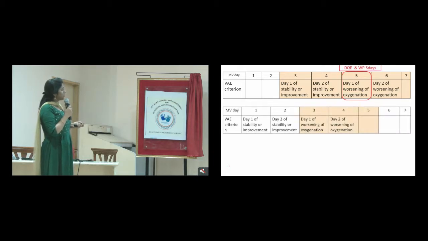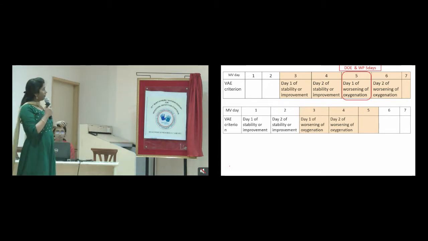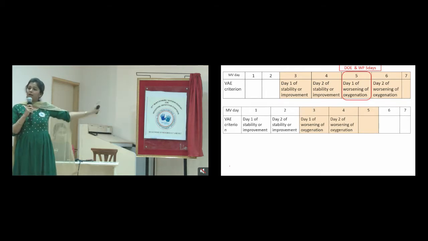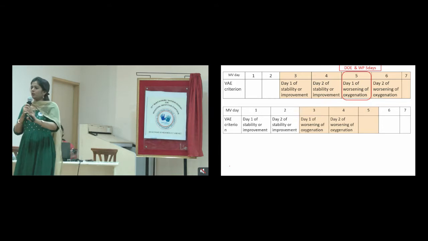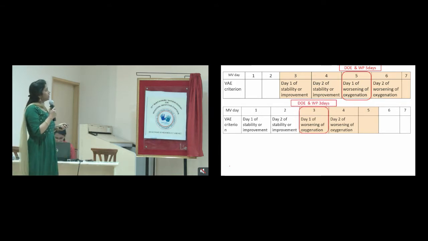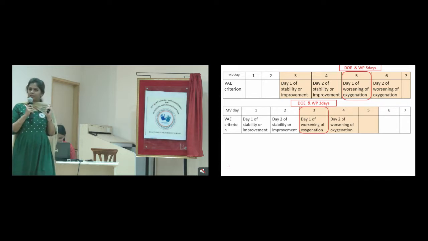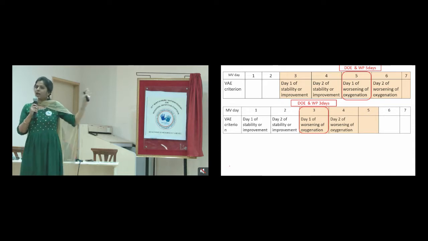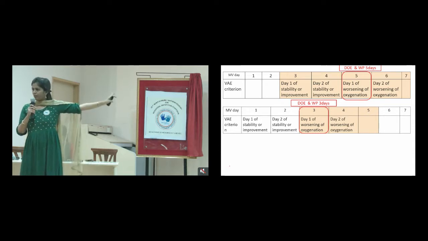Next, can you see this example? How many days is the window period? The first day of worsening of gas exchange is the 3rd day of mechanical ventilation. But I told you one point, that you are not going to consider the first 2 days of mechanical ventilation. So here the window period is 3 days. The window period is not strictly 5 days. It ranges from 3 to 5 days. I showed you an example where it is 5 days, and an example where it is 3 days.